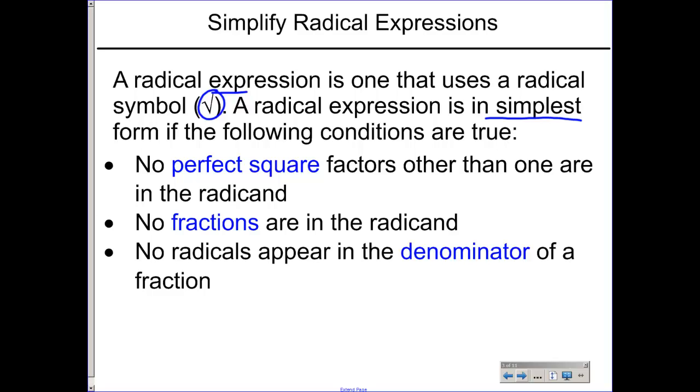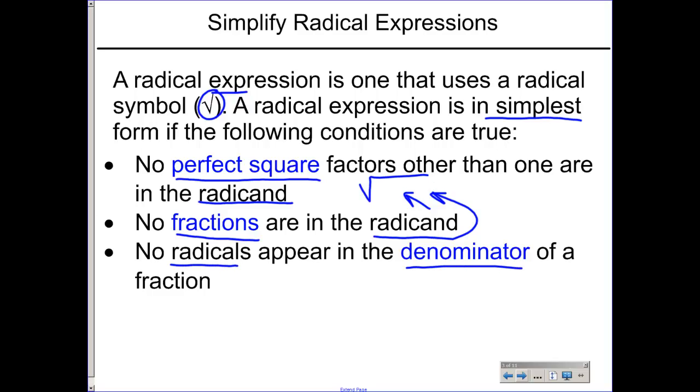There are no perfect squares under the radical or in the radicand. And when we say the radicand, we're talking about the part that is underneath the radical sign. There are no fractions in the radicand also, so there can't be any fractions inside there. And there can be no radicals in the denominator of a fraction. So if you have a fraction that has a radical in the denominator, it's not been simplified.